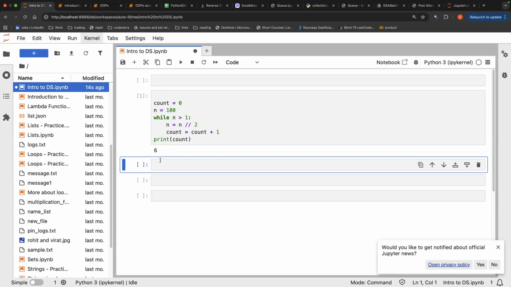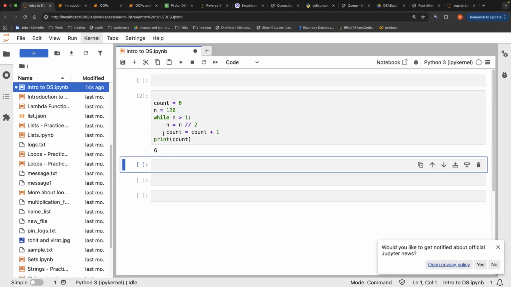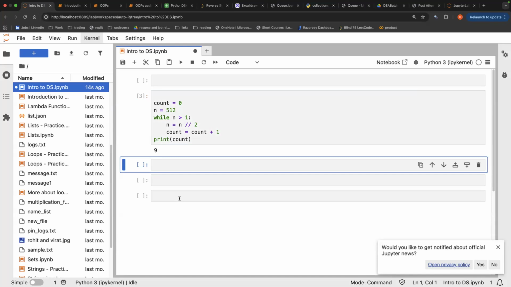2 to the power of 5 is 32. 2 to the power of 6 is 64. 2 to the power of 7 becomes 128. That's why. If I do 128, if I do 512, then it will take 9 steps.